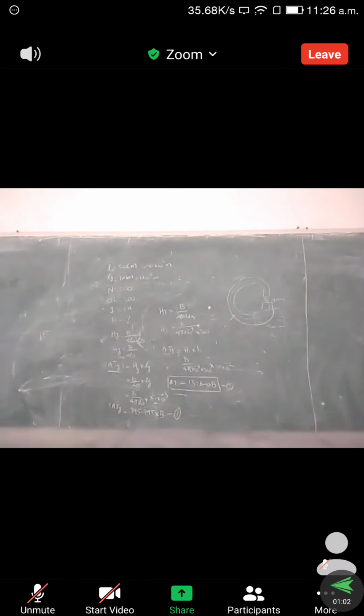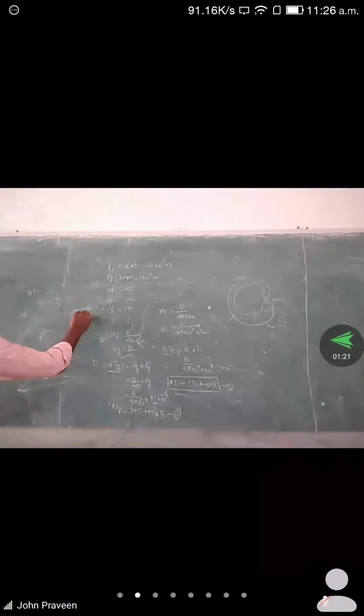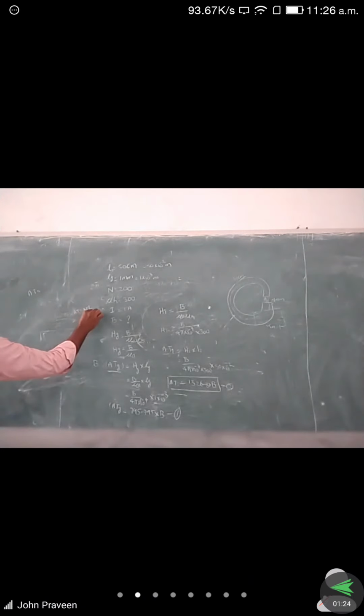But the total ampere turns is nothing but related to the flux density actually produced, so that we want to find out. How can we find the ampere turns? Ampere turns can be written as N into I also. N into I is 200 into 1, so we get the value as 200. So ampere turns is equal to equation 1 plus equation 2.